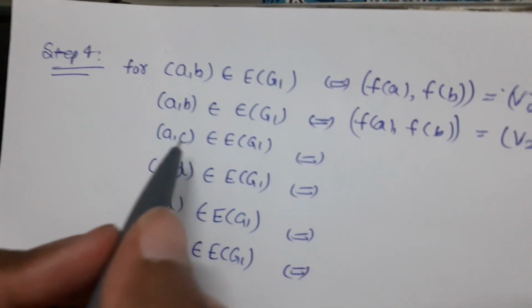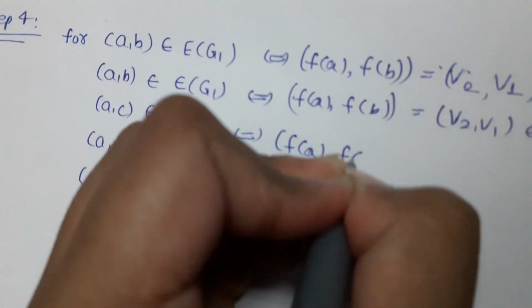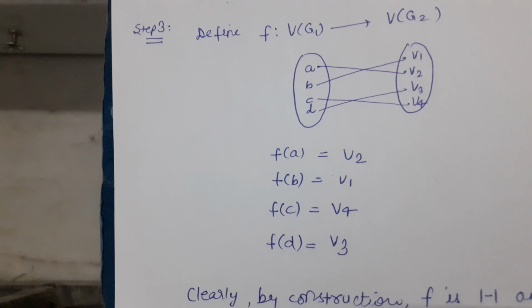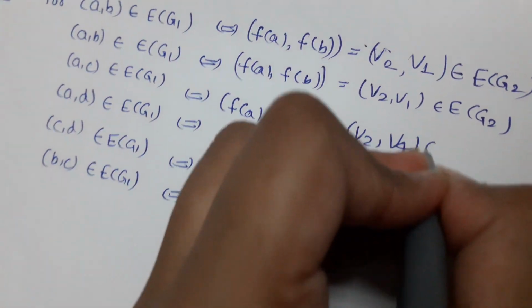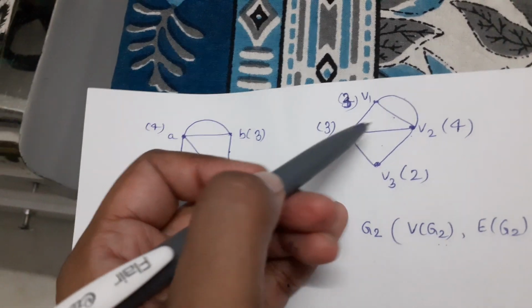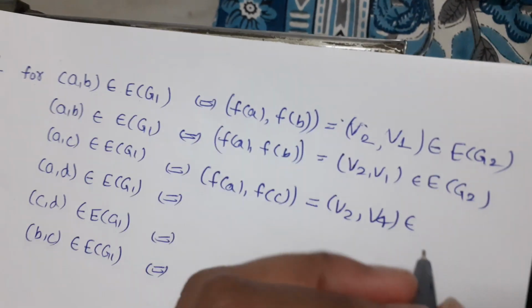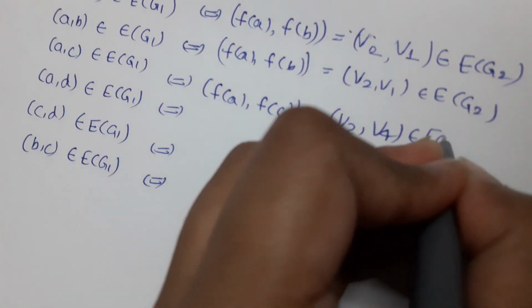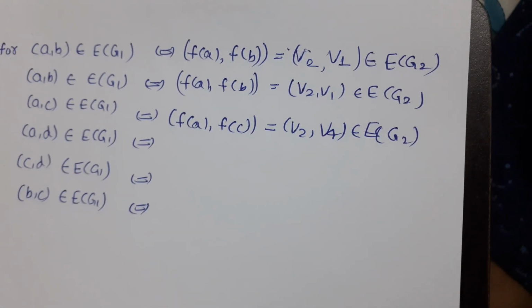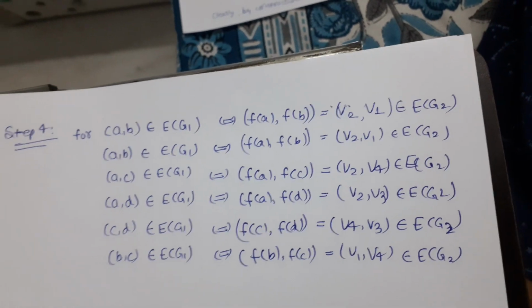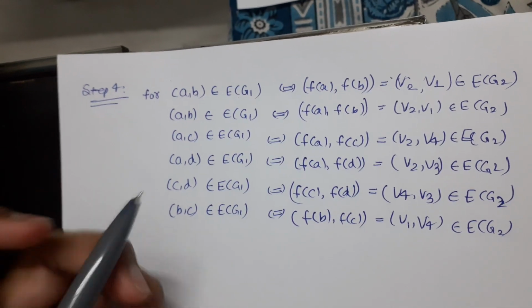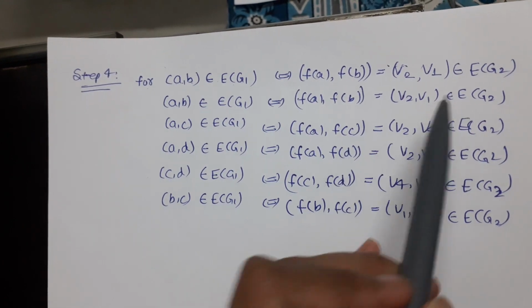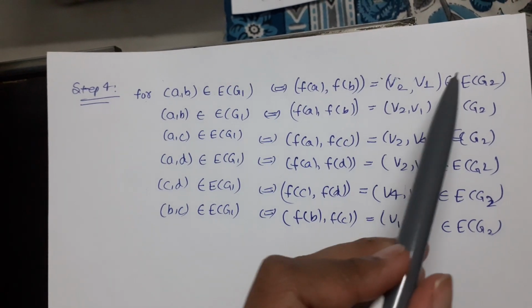Now for AC, the images f(A), f(C): f of A is v2 and f of C is v4. v2, v4, yes, it belongs to graph 2. We will check this for all. So for all edges here in the graph G1, the images of these edges are all edges in the graph 2. We can check it from the main graph, this.